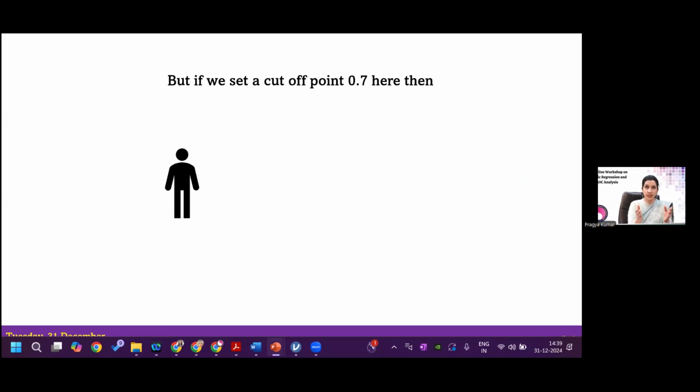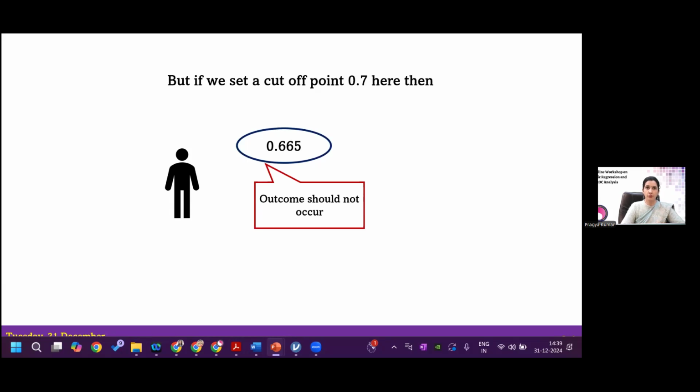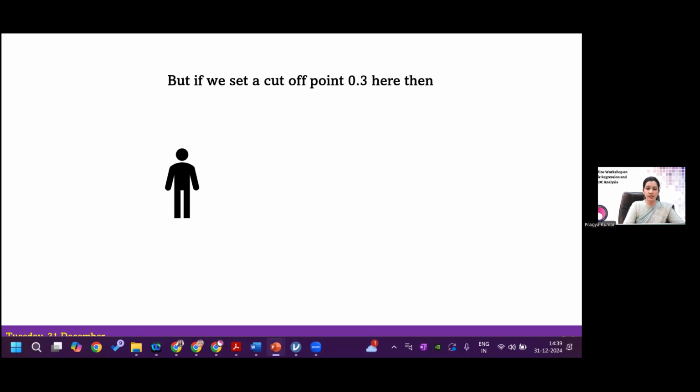So if I set the cutoff point at 0.7, what will happen? If the value is 0.665, the outcome should happen or should not happen? Should not. Why? Because now my cutoff point is 0.7. So same person, if I increase my cutoff point, now I'm saying that the outcome should not occur. Similarly, in this case also, outcome should not occur because it is 0.365.